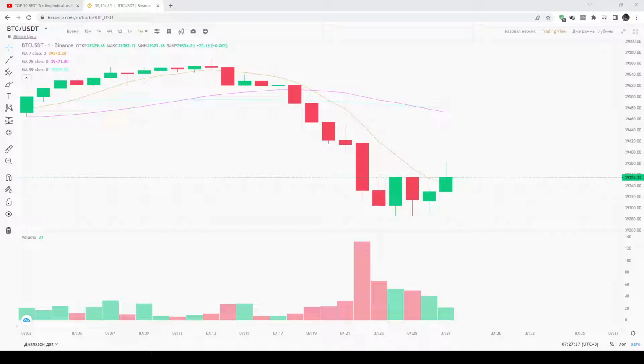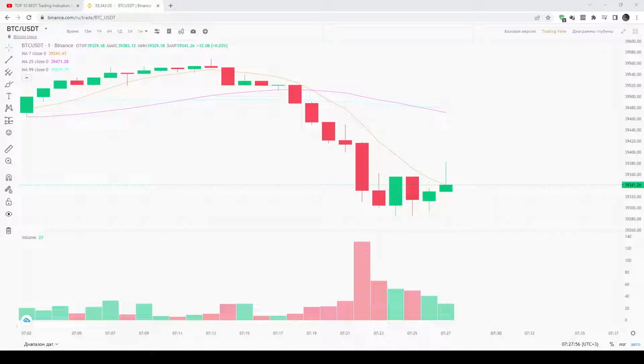If you find a colored Hull moving average, it's even simpler. When the slope turns upwards, the Hull moving average changes its color to green. When the slope turns downwards, the moving average becomes red.